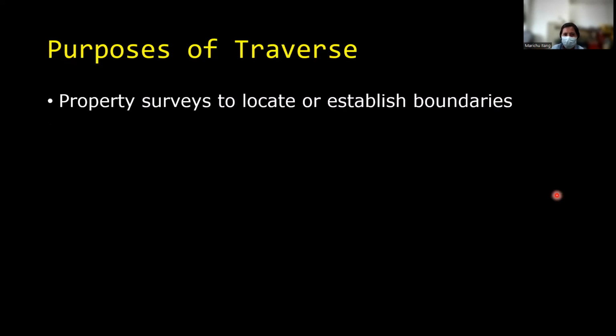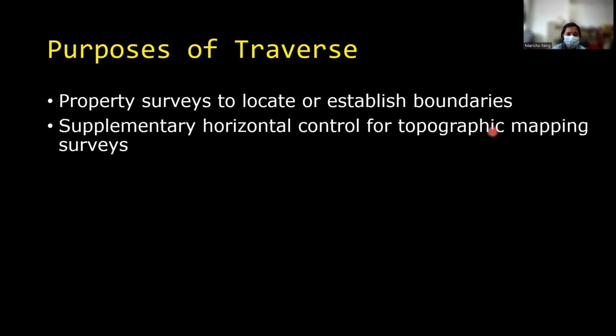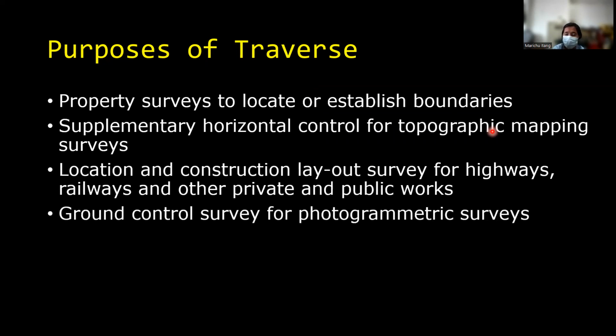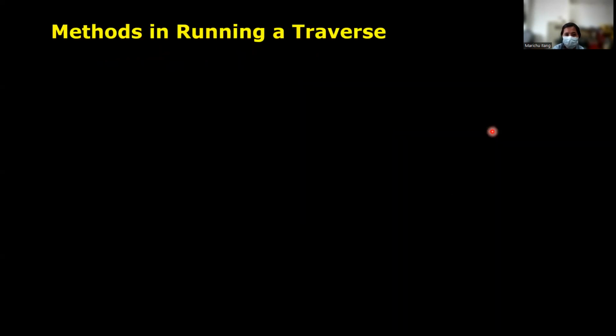So why do we have to run a traverse? Number one is for the property survey to locate or establish the boundary. So I am going to show you some of the scenarios in which the traverse can be used. We have here supplementary horizontal control for topographic mapping surveys. We have location and construction layout for highways, railways, and other public and private works. We have ground control for photogrammetric surveys, and so on.